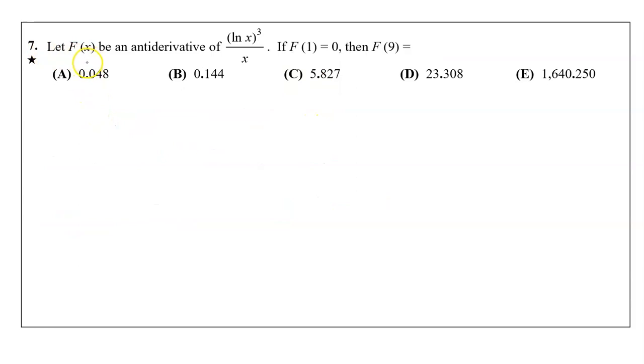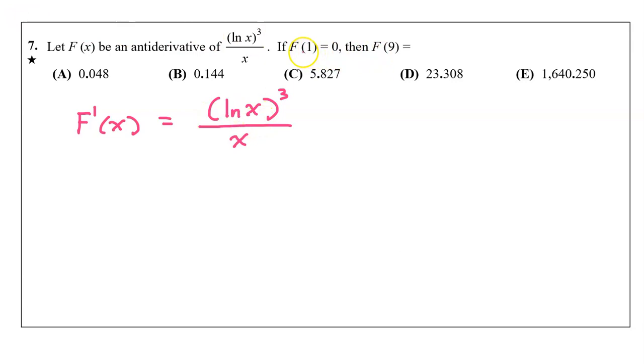Number 7. Let capital F of x be an antiderivative of natural log x to the third power divided by x. If capital F at 1 is equal to 0, then capital F at 9 is equal to what? When they say that capital F of x is an antiderivative of this function, it means that if I take the derivative of capital F, it should equal this function.